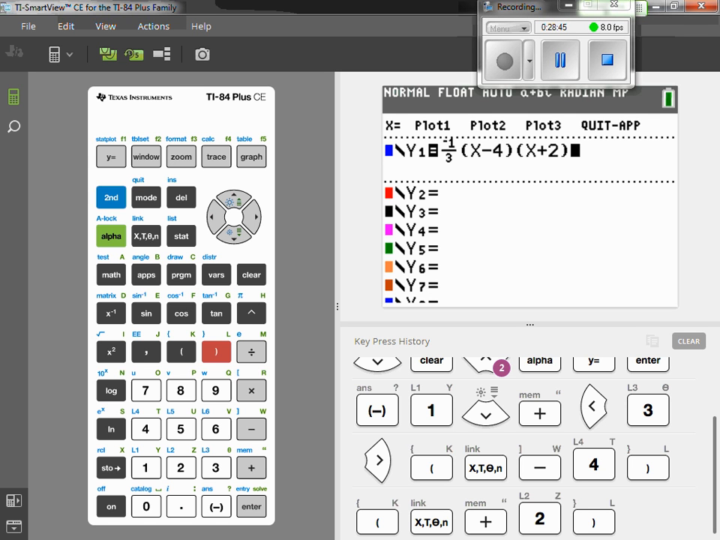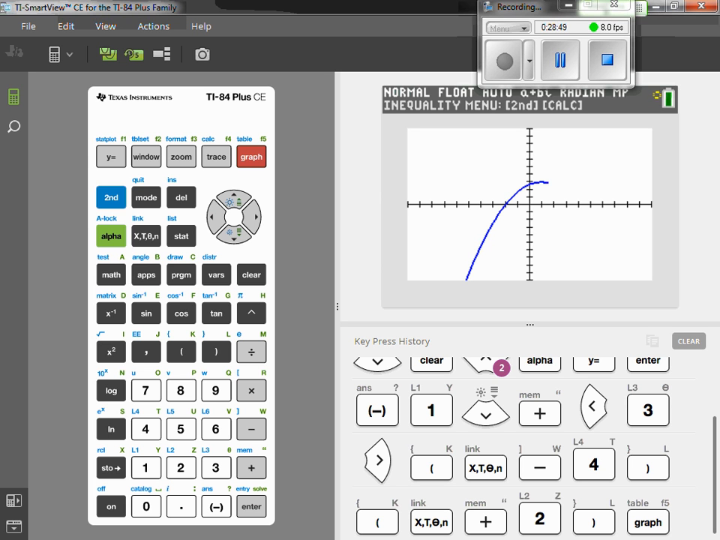Okay, did we get this typed in? Yes? Hit graph. So this is the graph, yes? Now for this here, we wanted to find 3 main things. We wanted to find the x-intercepts, the axis of symmetry, and the vertex, yes?